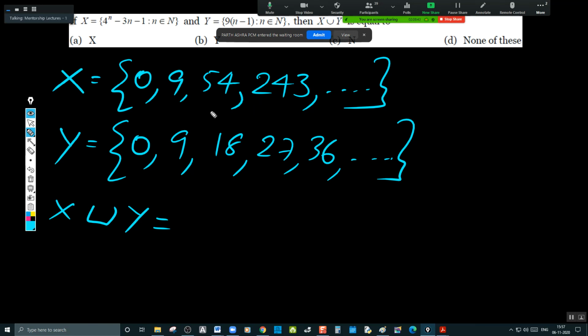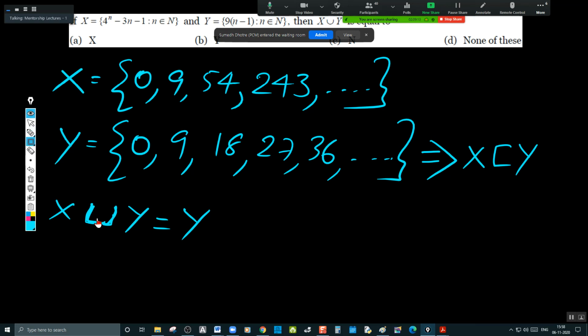All terms of X are present in Y only. Can we say that X is subset of Y or not? Yes, sir, we can say. X is subset of Y. Then X union Y becomes Y only. That's all.